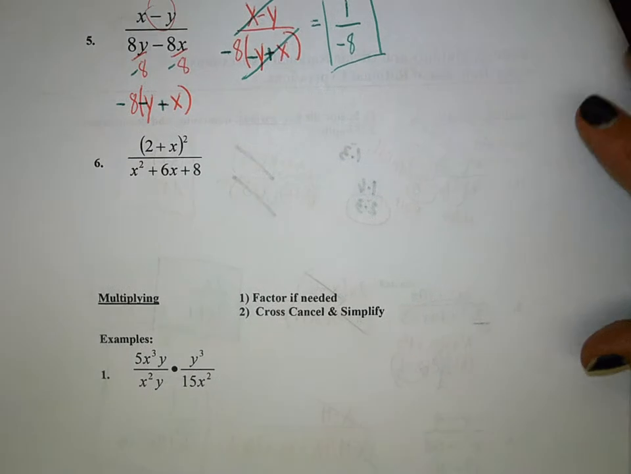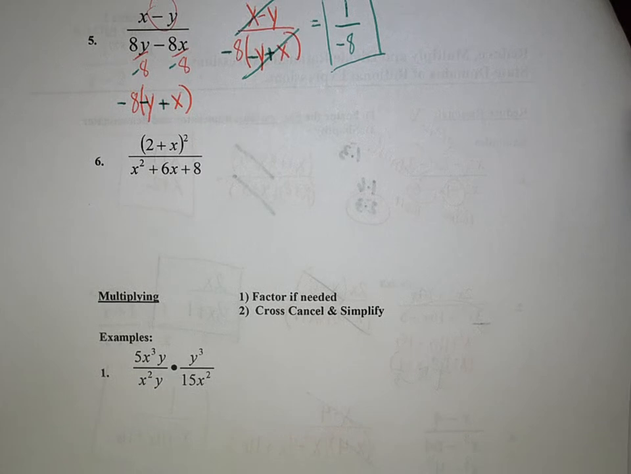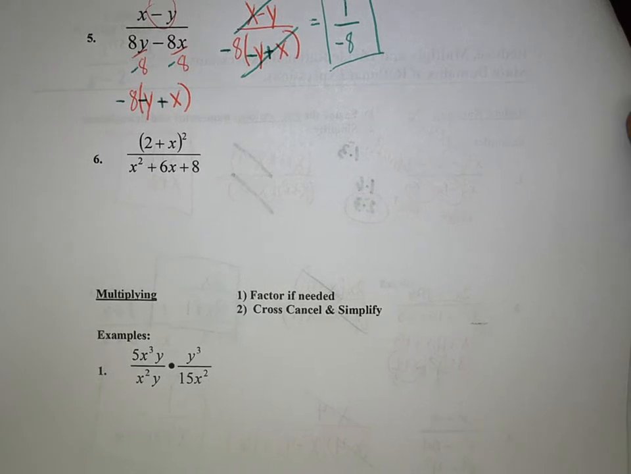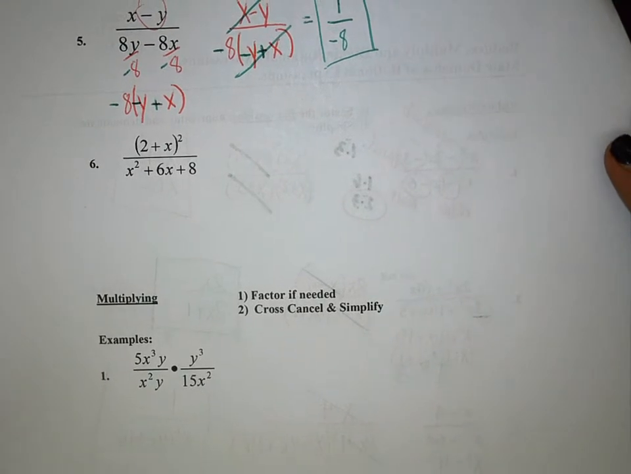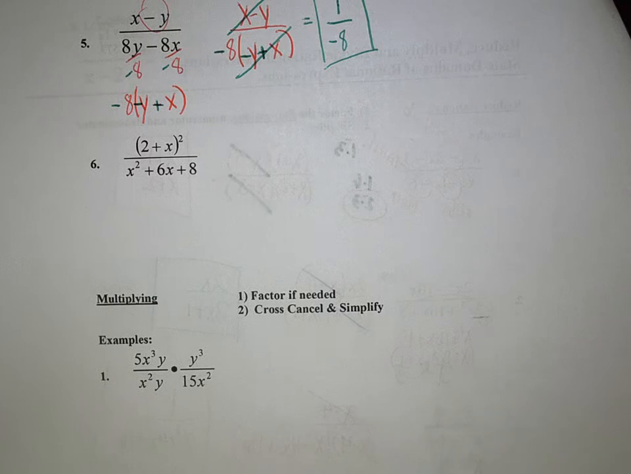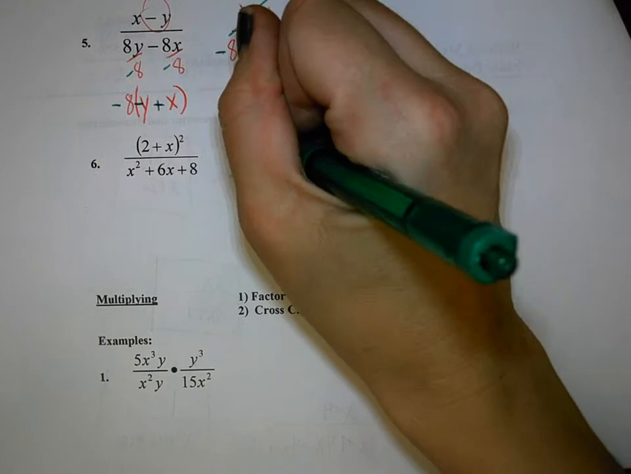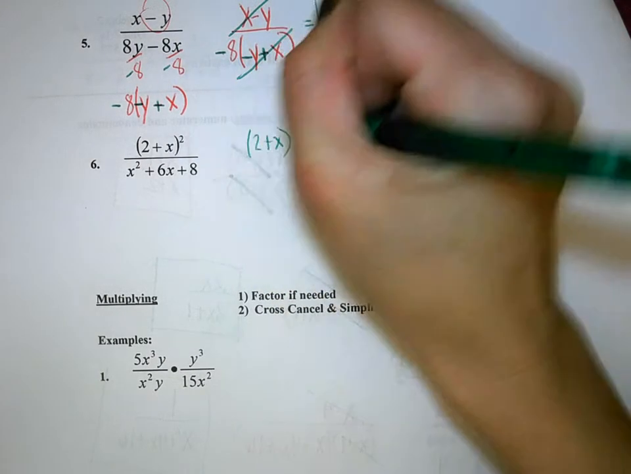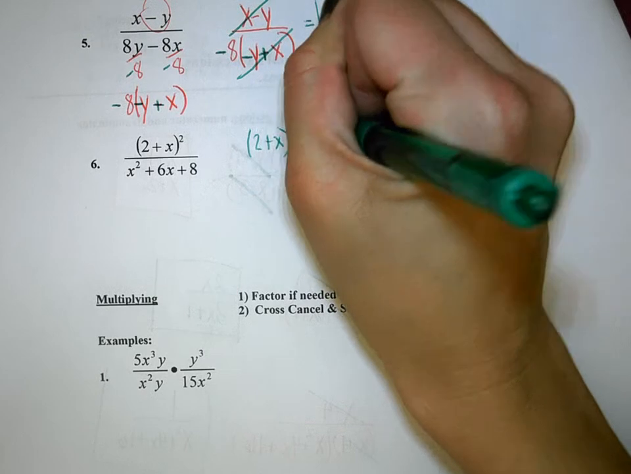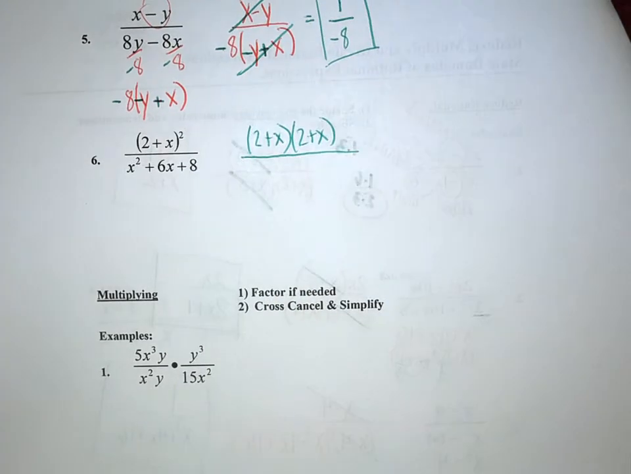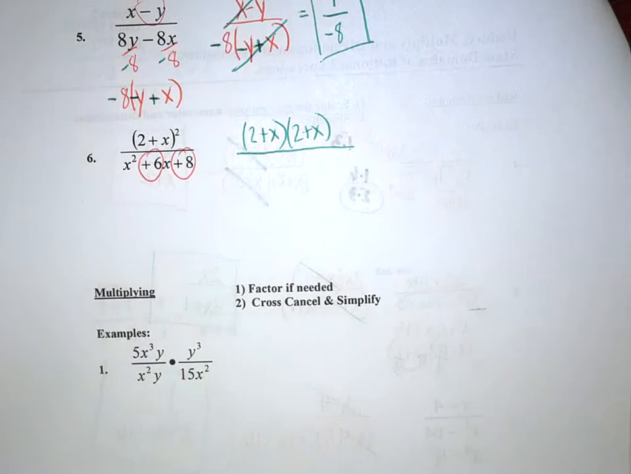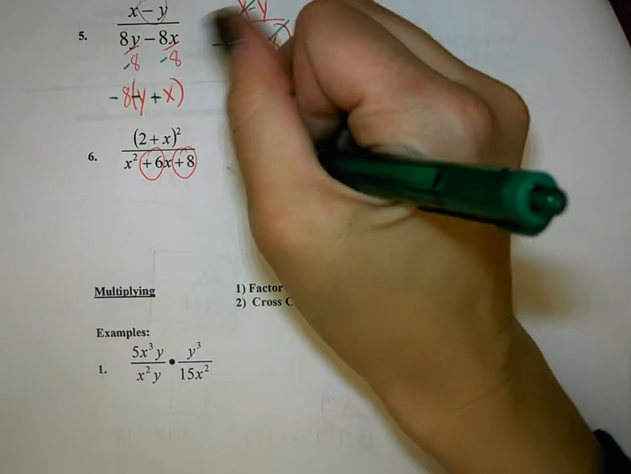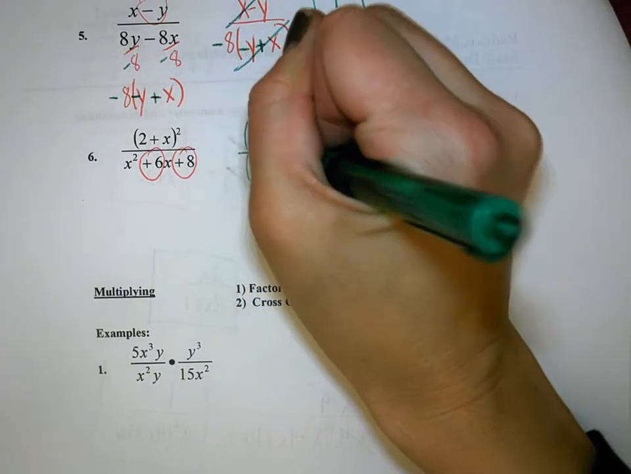All right. Okay, example 6. When you have 2 plus x squared, what does that actually mean? It's the same as x plus 2, but when it's squared, that means there are 2 of them. Very good. So let's just write out with 2 of them. 2 plus x times 2 plus x over. And then what numbers multiply to be 8 and add to be 6? Very good. X plus 4 and x plus 2.